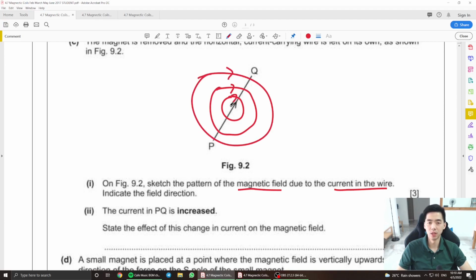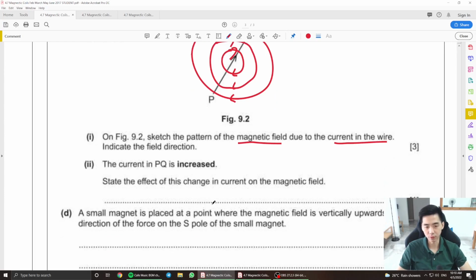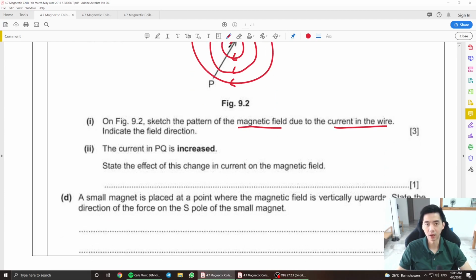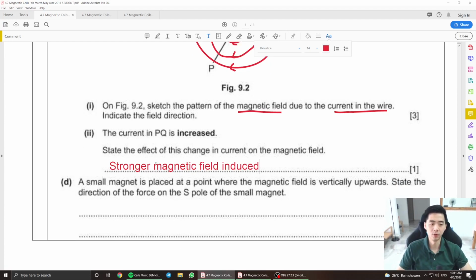And you're supposed to label them in the clockwise direction. So this is what you're supposed to be drawing. And after that, state that if the current in the wire, the current in PQ, is increased, state the effects of changing the current on the magnetic field. Obviously, what's going to happen is you'll have a stronger magnetic field induced. Because you have a stronger current, it means to say you'll have a stronger magnetic field.